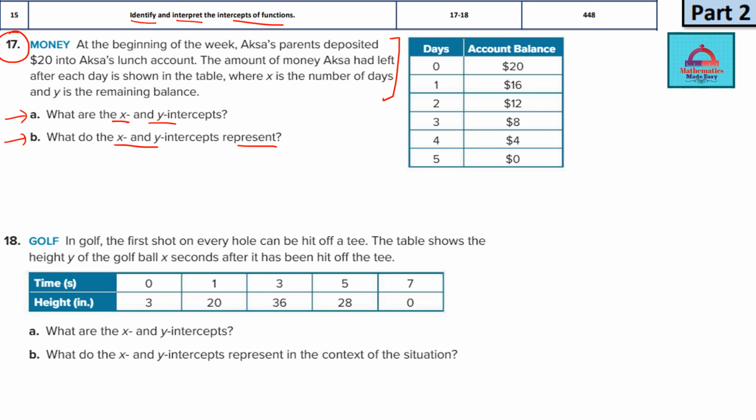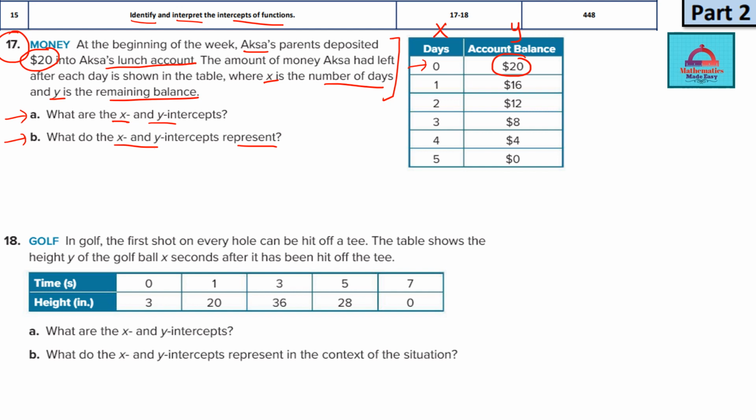Now, this table of values represents x as the number of days. So this first column represents x: 0, 1, 2, 3, 4, 5. And y represents the remaining balance, this column of account balance. So what is happening? Let's read the problem carefully. At the beginning of the week, Aksha's parent deposited $20 into her lunch account. So when it is day 0, she has how much money? $20.